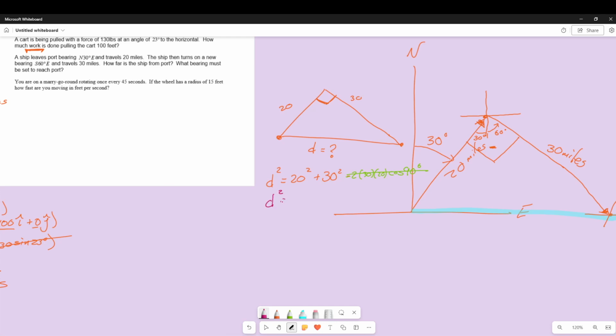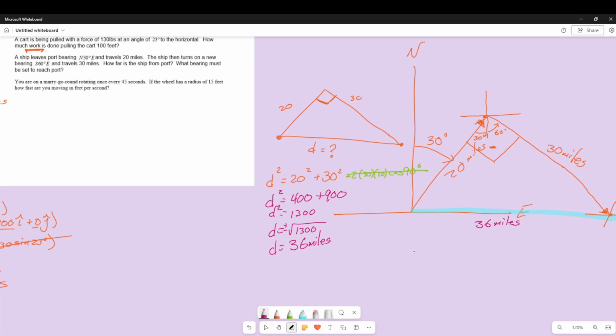So d squared is 400 plus 900, or 1300 is d squared. So d is going to be the square root of 1300, whatever that is, and it will be plus or minus, but we're going to assign it the positive value only. So the square root of 1300 is 36. So 36 miles. So that distance is 36 miles.